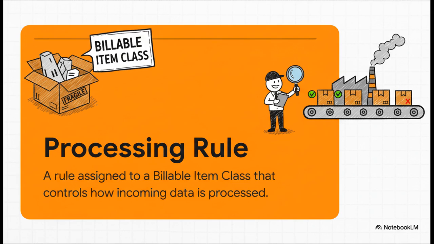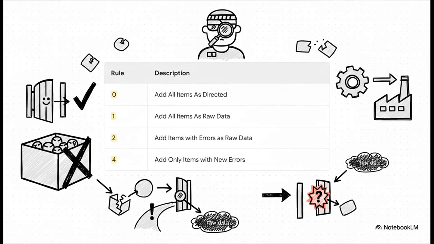Let's go back to our analogy. If a billable item is a package showing up at a warehouse, and the billable item class is the label on the outside saying what should be in the package, then the processing rule is the inspector who actually opens the box, checks the contents, and makes the call: does it move on to the shipping department, or in our world, to billing? In this table here, this basically shows the main commands you can give to our inspector. You can tell it, hey, just let everything through, no questions asked.